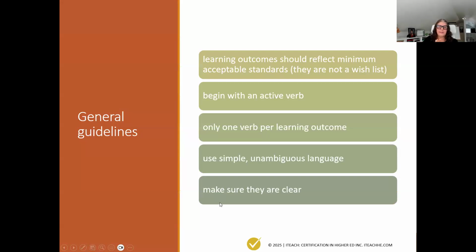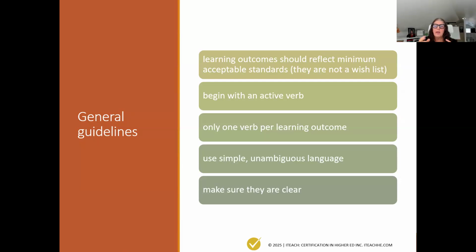So, we're getting close to our time, but I want to provide some general guidelines and then some time for any thoughts or questions. Just like I said at the beginning, they should be just the minimum. Your learning outcomes reflect the minimum acceptable standards, right? They're not your A pluses or your A's. They're your B's pretty well.